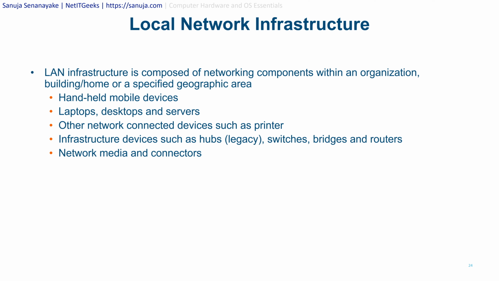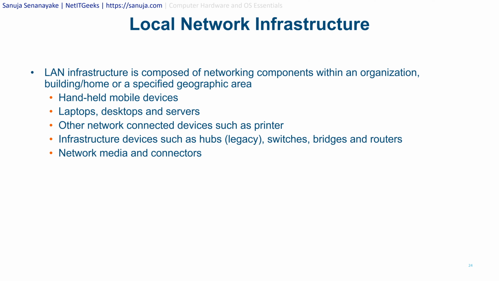Local network infrastructure. We're going to switch gears right now to a completely different concept. This is where we're going to cover the local network infrastructure. LAN infrastructure is composed of networking components within an organization, building, home, or a specified geographic area. So if somebody in your A+ certification exam asks you, what is a LAN? A LAN is basically composed of networking components within an organization, building, home, or a specified geographic area.